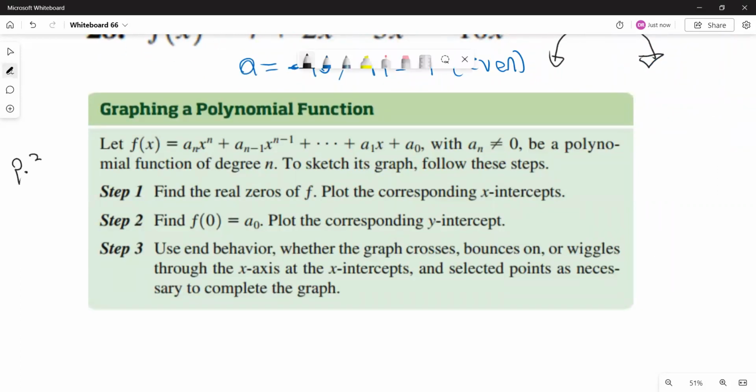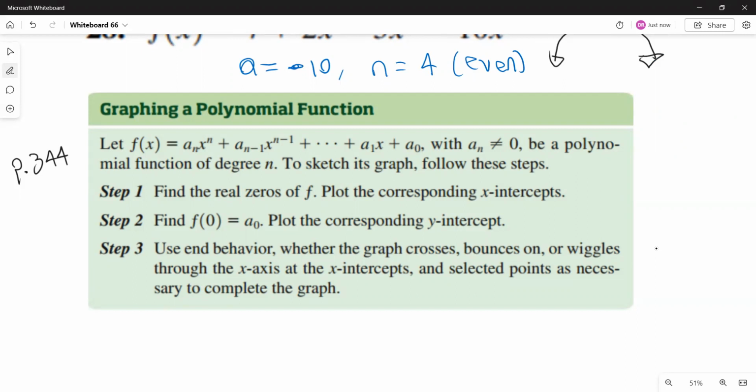That's page 344. Let's suppose you have a polynomial function of degree n. So to sketch the graph, follow the steps. Start by finding the real zeros. That is, if you can, write the polynomial in factor form. Those are going to be graphically the x-intercepts. If it has complex zeros, a complex zero is not an intercept.